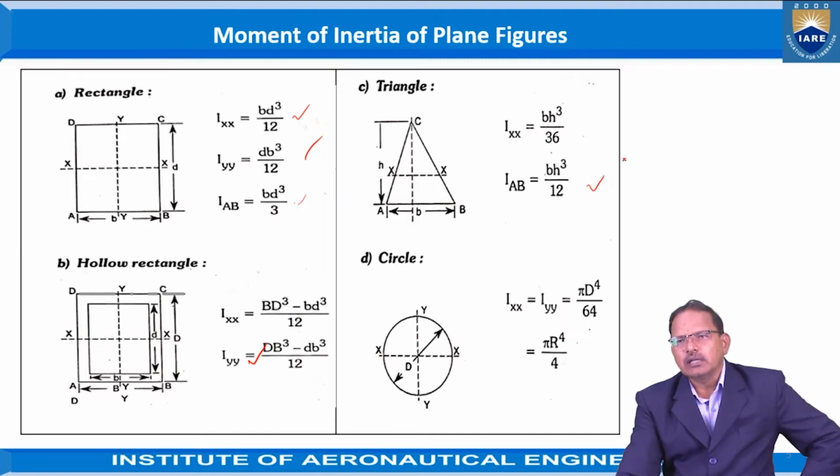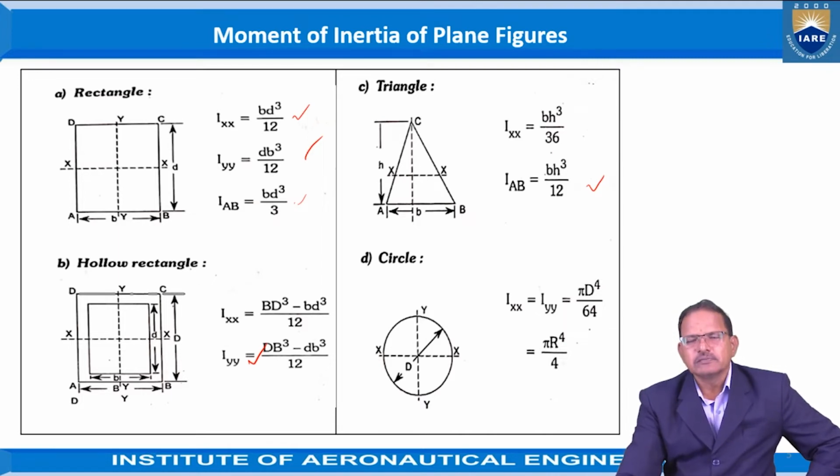Now, for the circle, since the circle is symmetrical about the x-axis and y-axis, the moment of inertia possessed by the circle about the x-axis and y-axis are both equal. That means I_x is equal to I_y is equal to πd⁴ by 64, or in terms of r, it is equal to πr⁴ by 4.